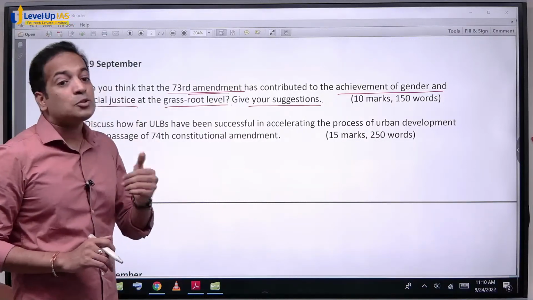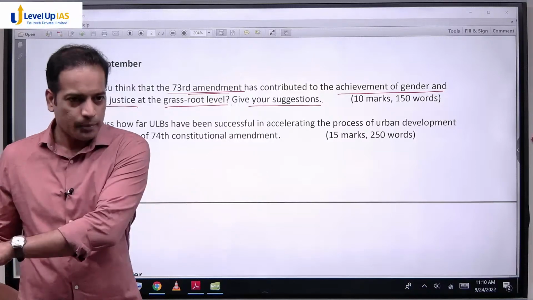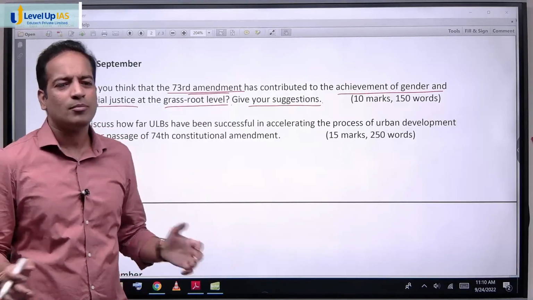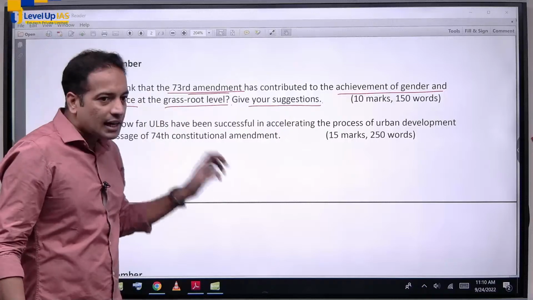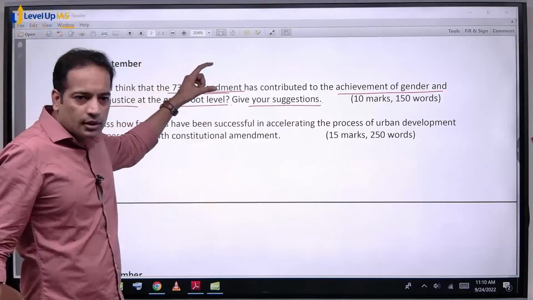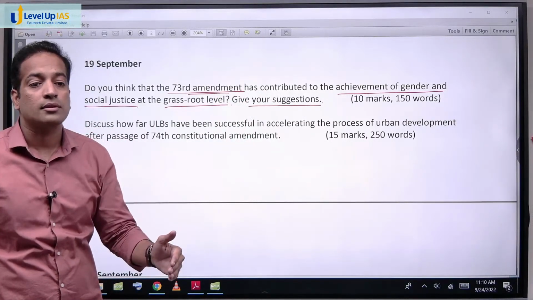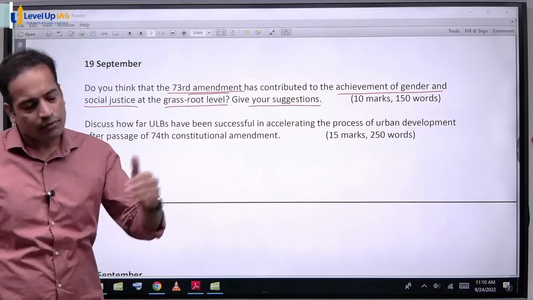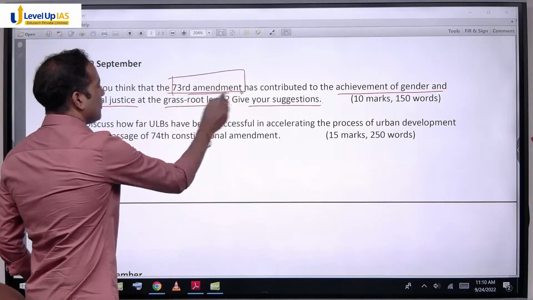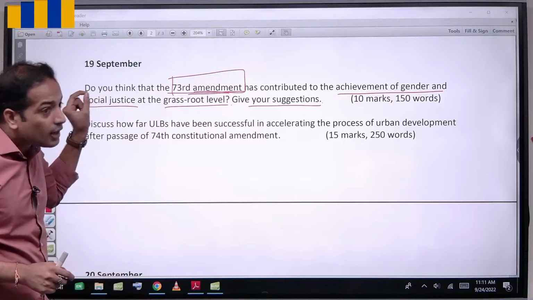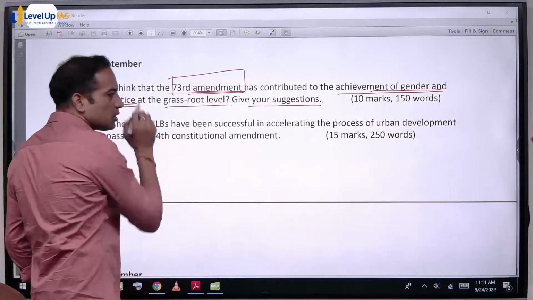What that student had done, he was having all the knowledge, and I have his copy in my phone as well. But since this is a public platform, I will not be taking the name or presenting his answer copy. So what he has done, he went for the 73rd Amendment. It has done decentralization. Then it was reservation, and then other factors. Everything about the 73rd Amendment he has written, because the question is about the 73rd Amendment. But then look at the question. What does it say? Achievement of gender and social justice.